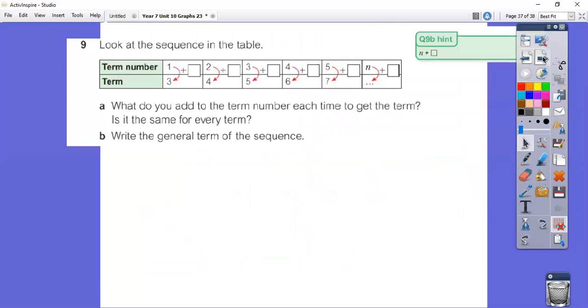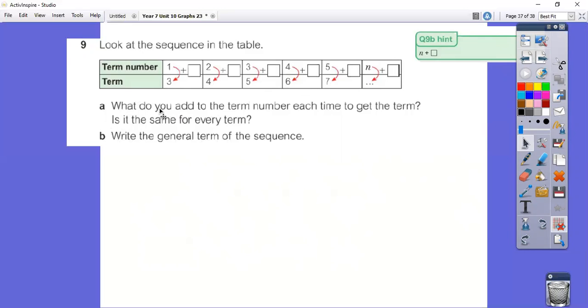Moving on, the final question, question 9, is to look at the sequence of the table. So we've got the term number 1, 2, 3, 4, 5, n. n here is for any number. Just look at any position. So it again gives you a hint here, n plus something. So the term is 3, 4, 5, 6, 7. And again, we're trying to work out what will be here at any position.